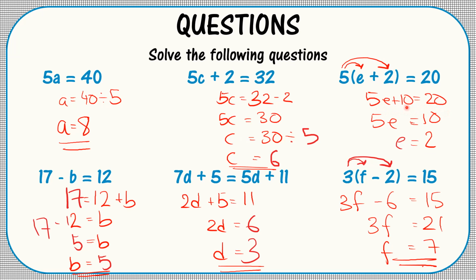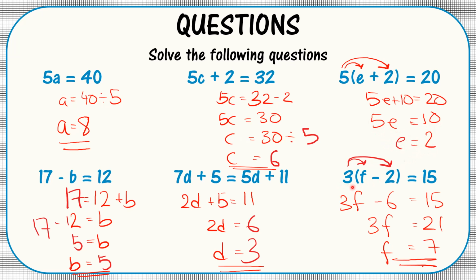We get rid of this 10 on this side. On this side it was plus. When you take it to the other side, it becomes minus. 5e would have been 20 minus 10, which equals 10. So 5e equals 10. The opposite of timesing by 5 is dividing by 5. So therefore e is equal to 10 divided by 5, which is equal to 2.